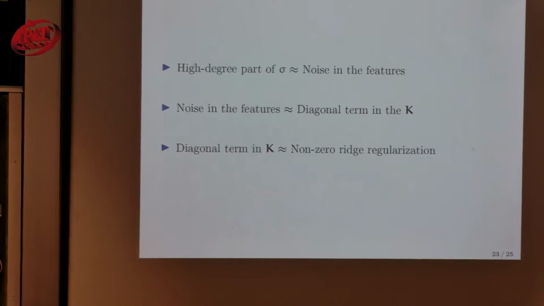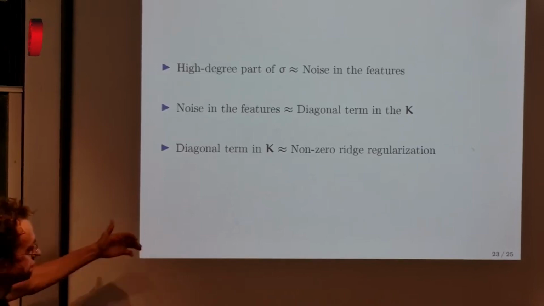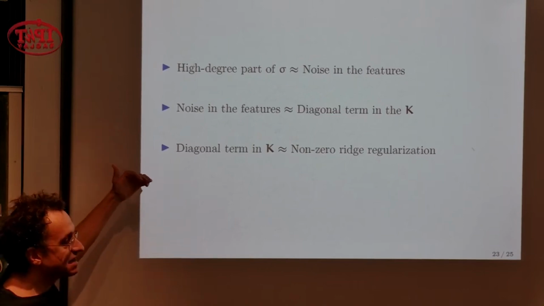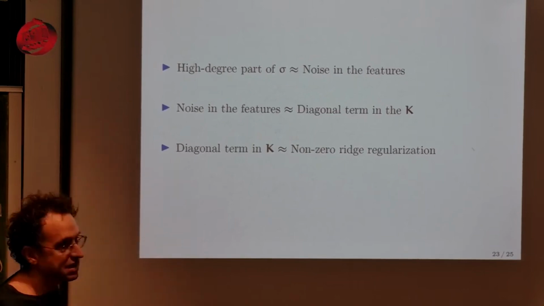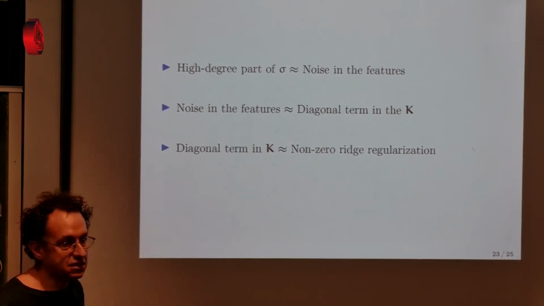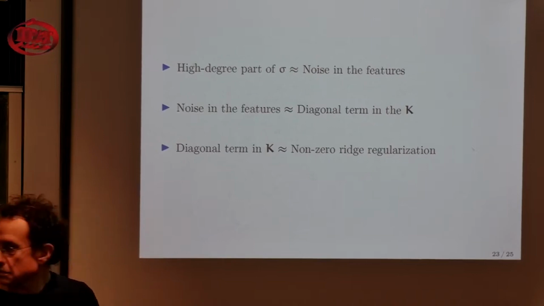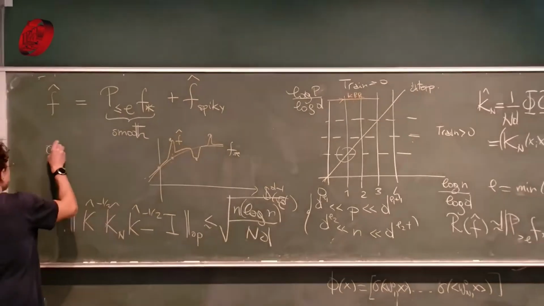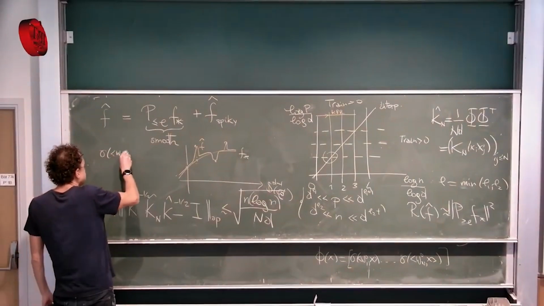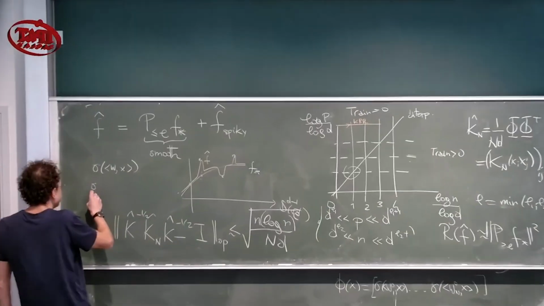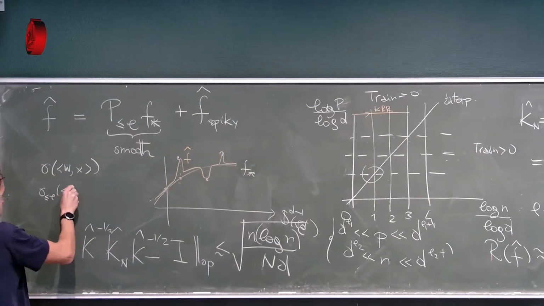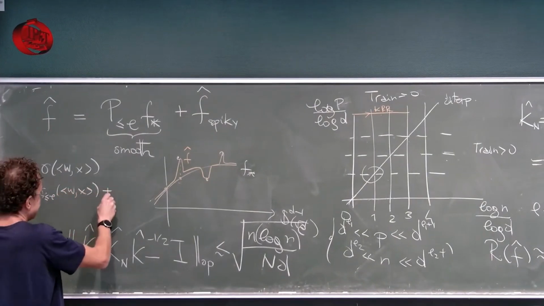Okay, this is what I just mentioned. The intuition for this lambda equals 0 being optimal is that the high degree part of sigma is roughly as adding noise in features, right? So if you have sigma of w times x, imagine you decompose this into a low degree part and a high degree part.